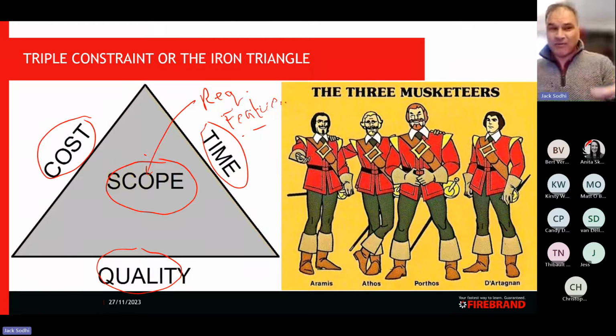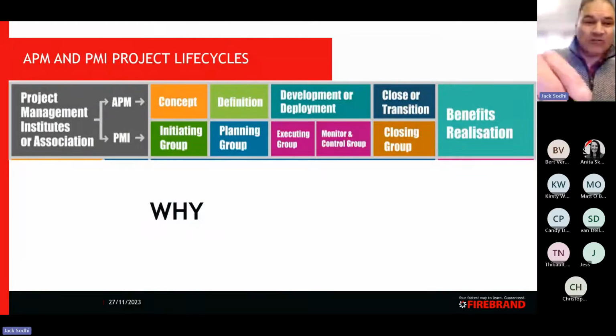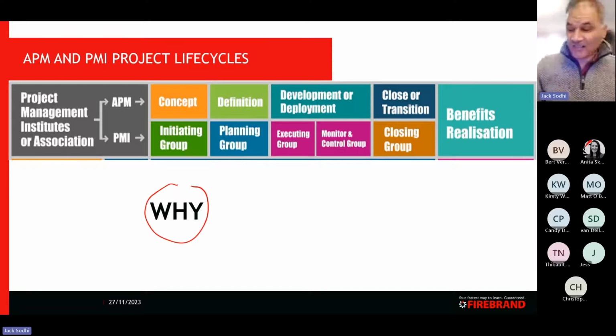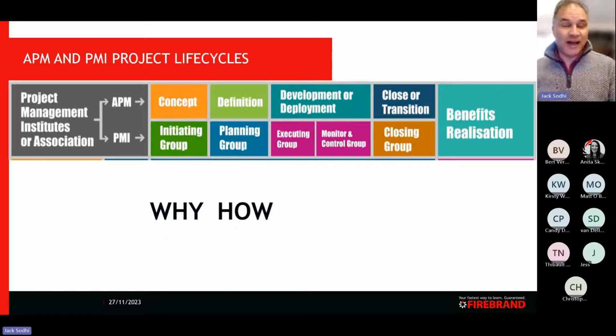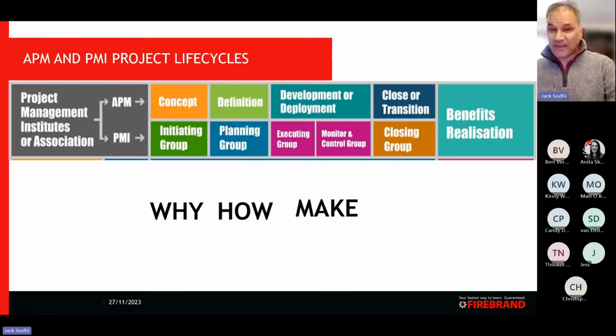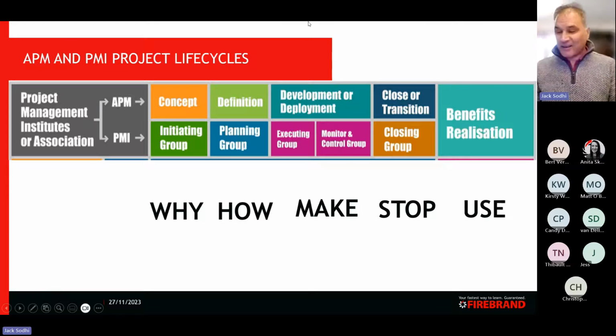And the APM came up with, and PMI came up with, these sort of life cycles. So they use the word concept, which is why, that's the initiating group. And then the next one will be how, that sort of definition, define it. Then the what, the making it, is deployment or development, and closing it is stop what you're doing. And then using it is the benefits realization. So a typical life cycle would be just these words: why, how, make, stop, and use.